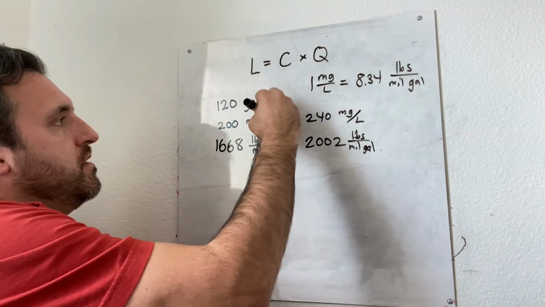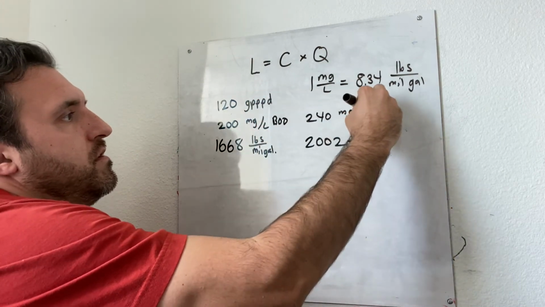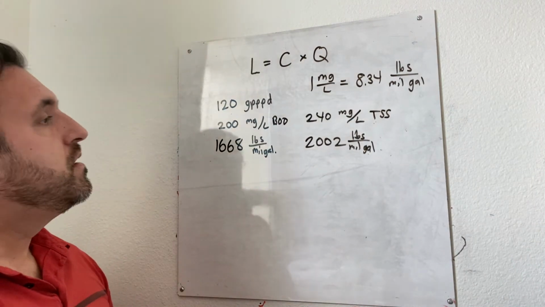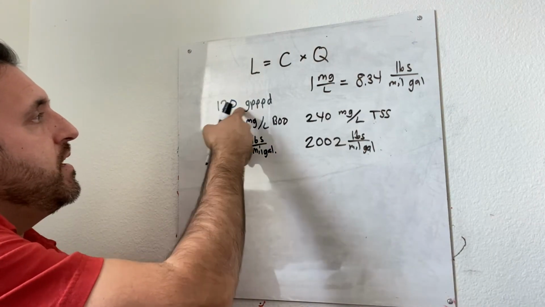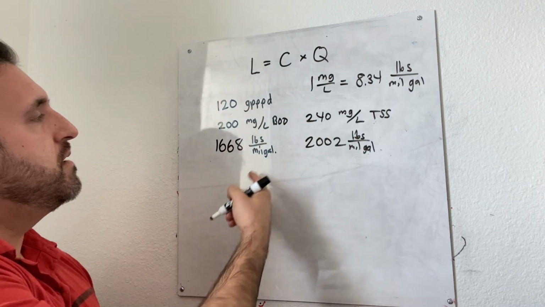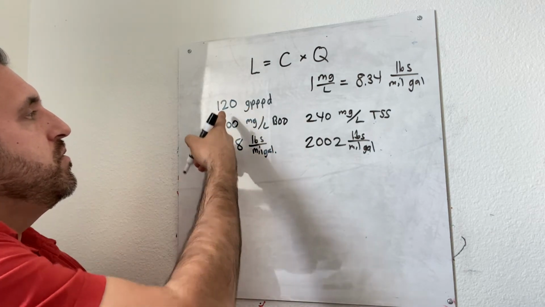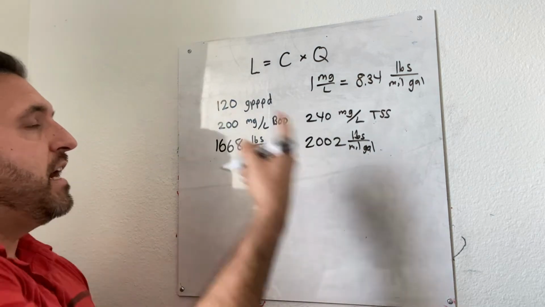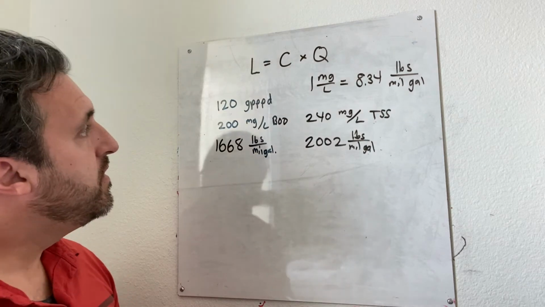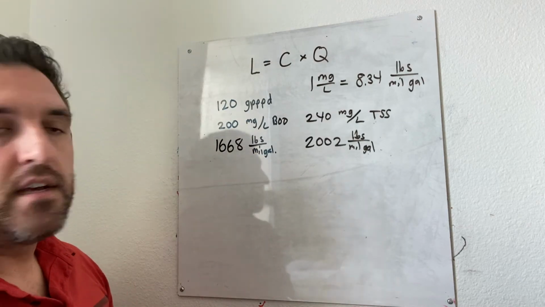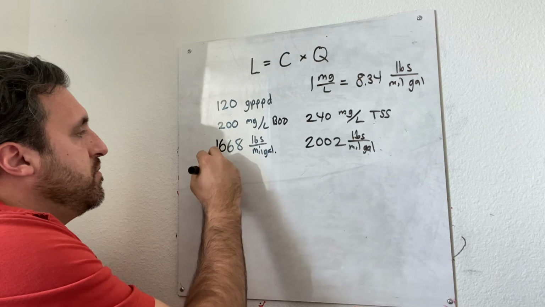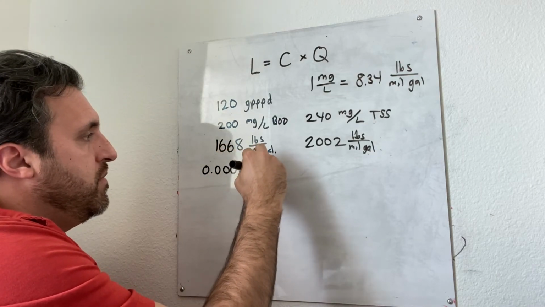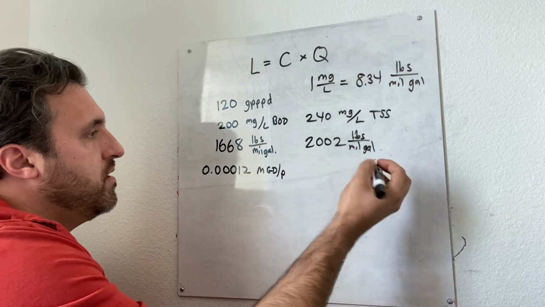All right, and this is BOD, this one is TSS. Now if we take this flow rate, it's in gallons per person per day instead of million gallons. So we can divide this by 1 million to get million gallons per person per day. So that would be 0.00012 million gallons per day per person.